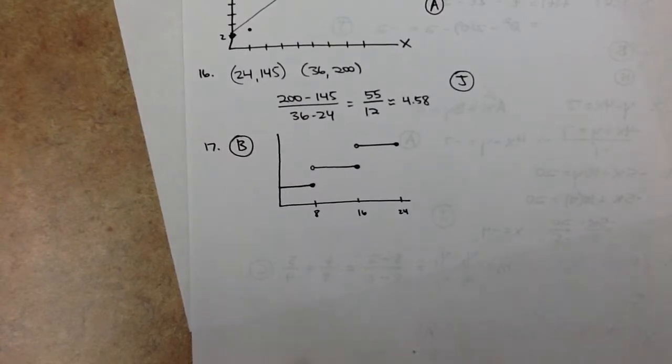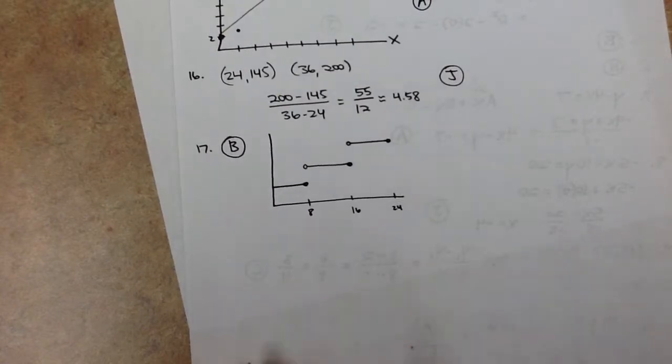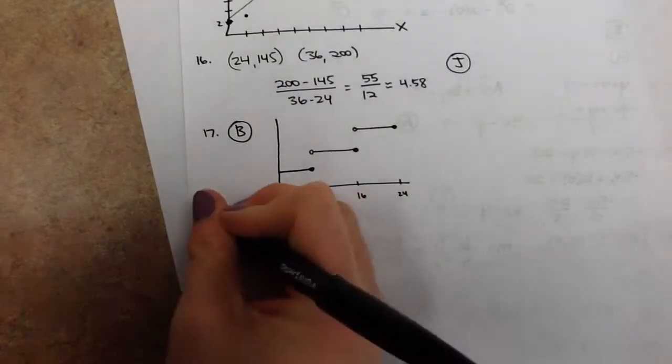How many tables am I going to need? Find 19, go up here, and you're going to need 3 tables. All right, so that's just a quick model of what that would look like.